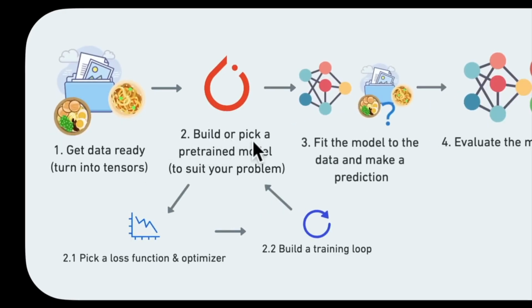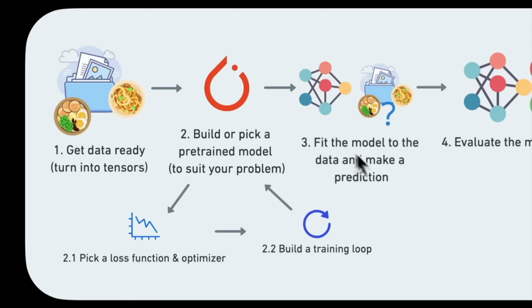Step 2, we're going to build or pick a pre-trained model to suit whatever problem we're working on. Step 2.1, pick a loss function and optimizer. Don't worry about what they are, we're going to cover them soon. Step 2.2, build a training loop. Now this is kind of all part of the parcel of Step 2, hence why we've got 2.1 and 2.2. You'll see what that means later on.